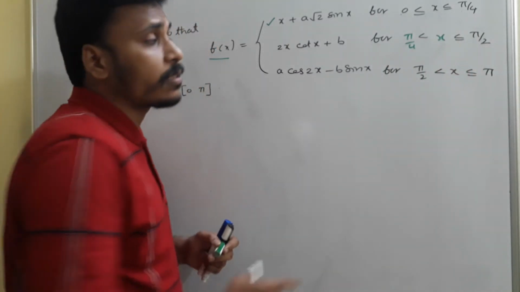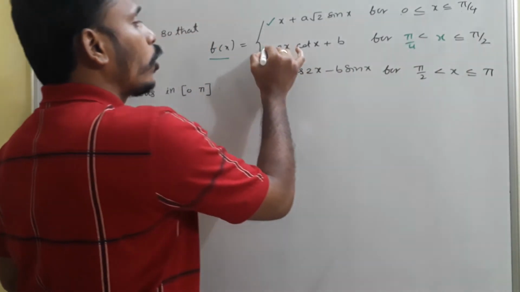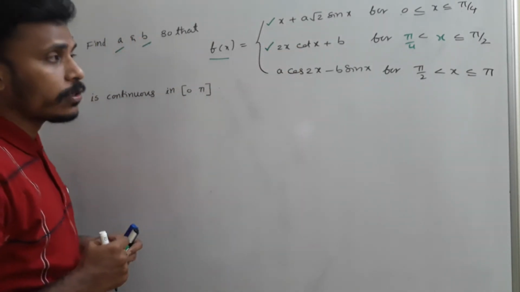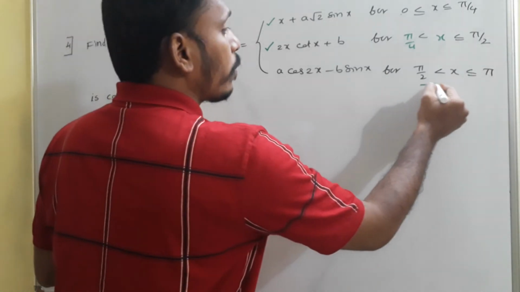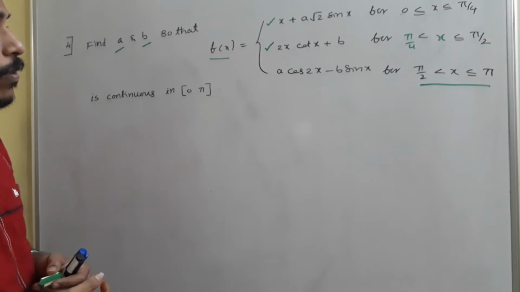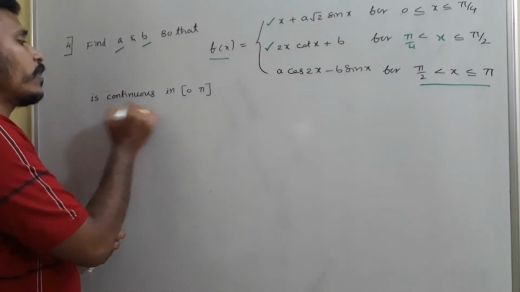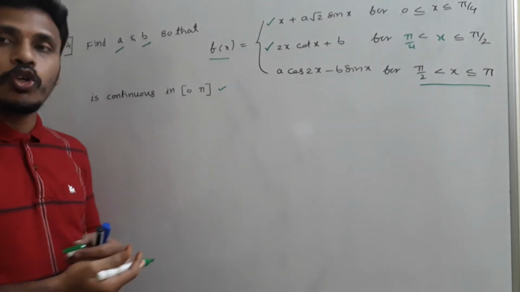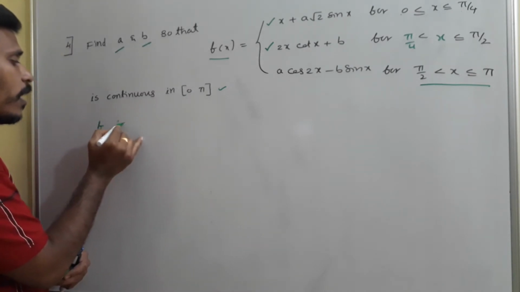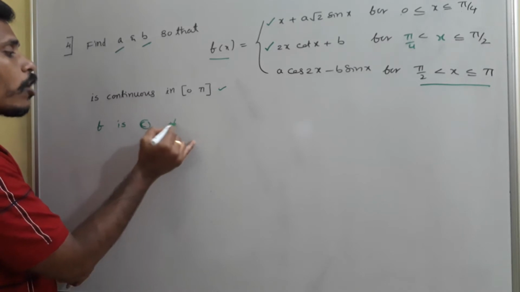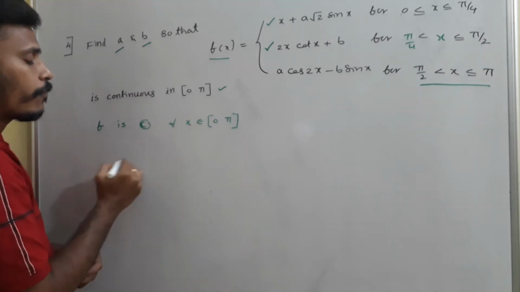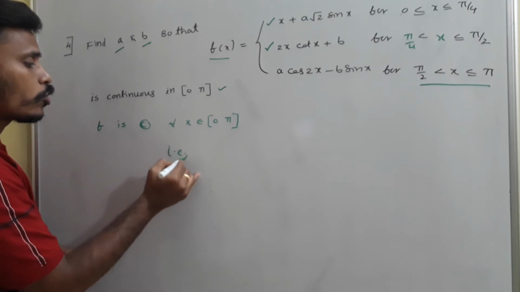If our input x is in between pi by 4 and pi by 2, we need to use 2x cot x plus b as the definition of the function. Whereas if x is in between pi by 2 to pi, a cos 2x minus b sin x is the definition of the function. And now it is given that f is continuous in the interval 0 to pi. Since f is continuous in the interval 0 to pi, in the sense f is continuous for all x belongs to 0 to pi.